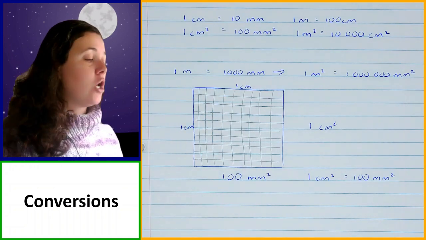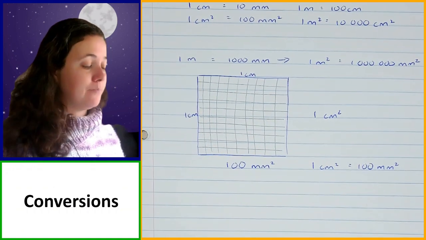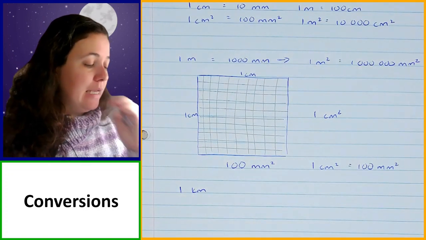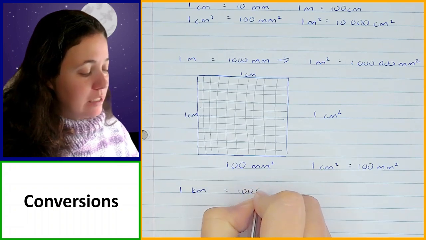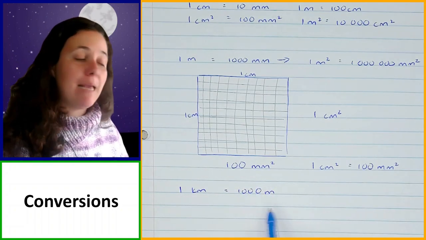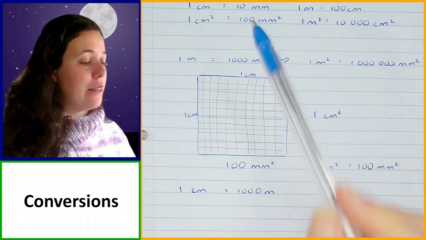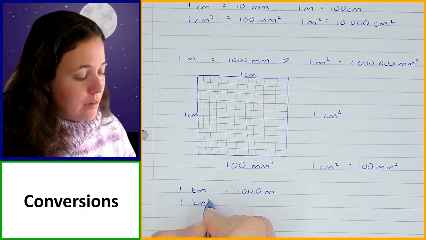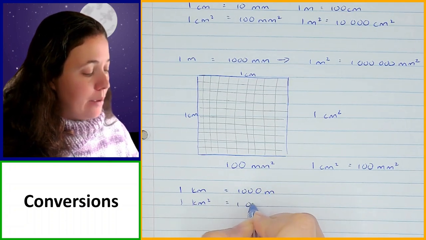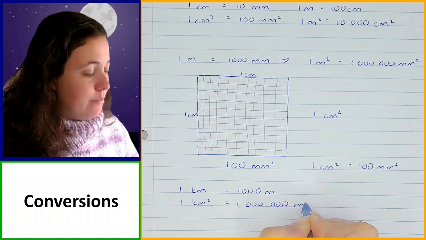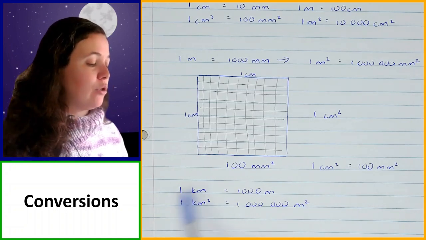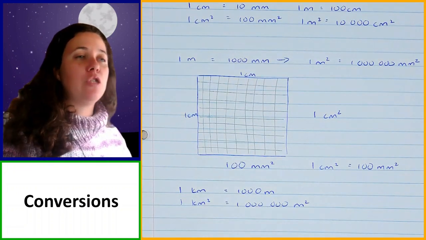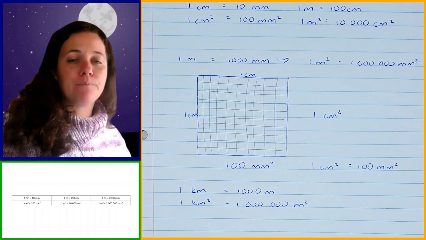We also have meters and kilometers. You should know that 1 kilometer is the same as 1,000 meters. Okay, so the same thing happens as what we had over there, that if you have 1 kilometer squared, then it will be the same as 1 million meters squared. Okay, now we're not going to be working much with kilometers, but that is also something that you should know. So let me just give this to you over here so you can see it nice and clearly.